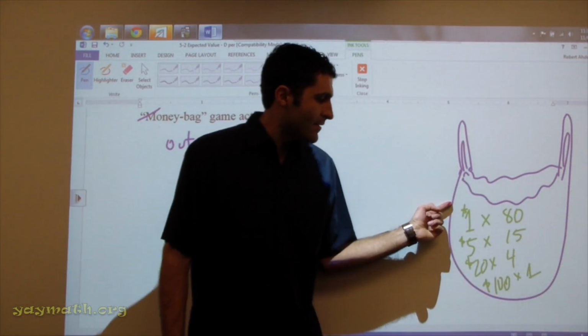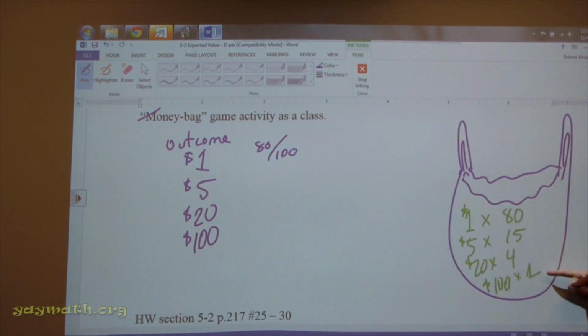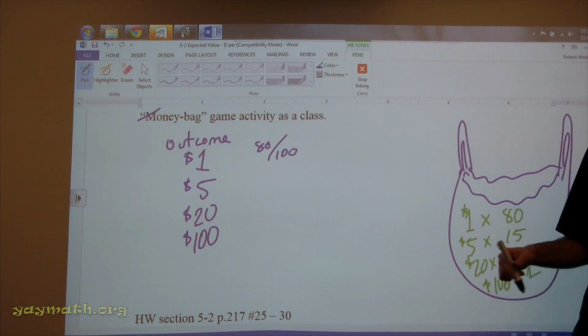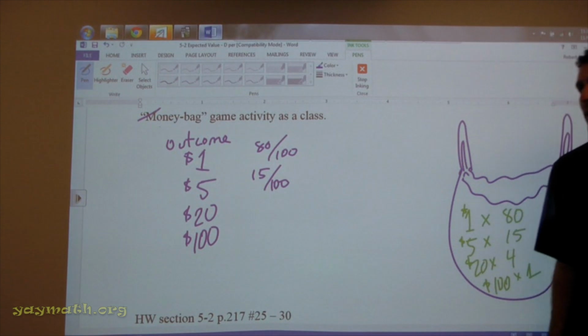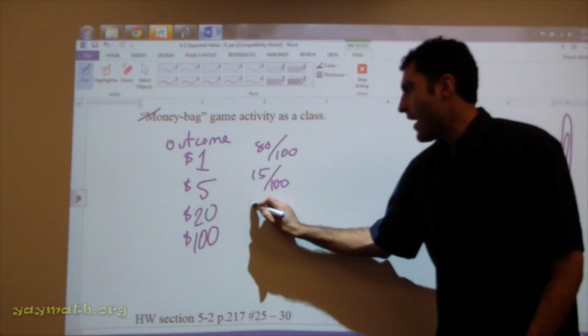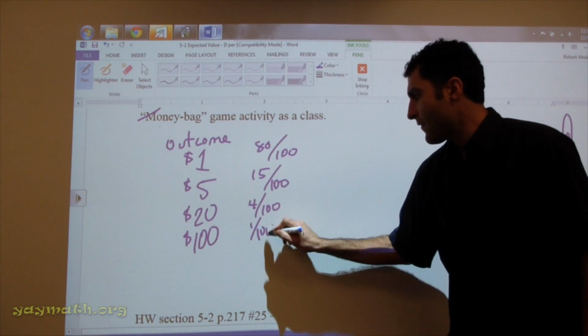Because 80 out of 100 of these bills are ones. Do you agree there's 80 ones, 15 fives, 4 20s, and one $100 bill? So 80 of them are $1 bills. What's the probability of getting a 5? 15 out of 100. Very good. Probability of getting a 20? 4 out of 100. And finally, 1 out of 100.